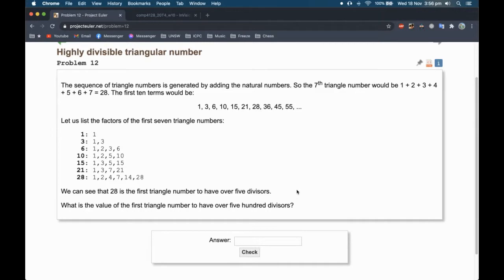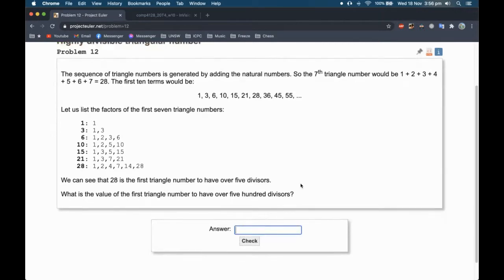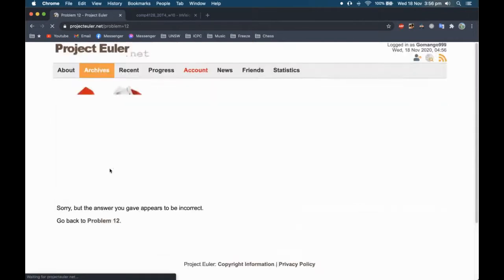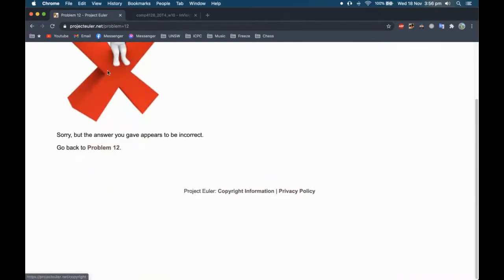And the goal for you is to write a program to calculate it for you. And when you think you have an answer, so let's make a guess, you can try to submit it here, and it'll tell you if you're right or wrong. In this case, it looks like I'm wrong. Unfortunately, I was hoping I'd get lucky for this one.